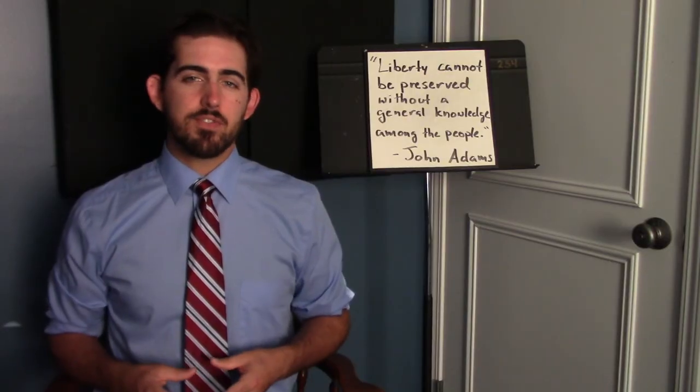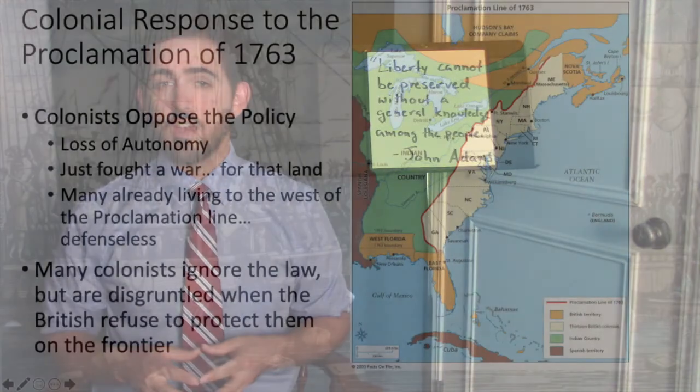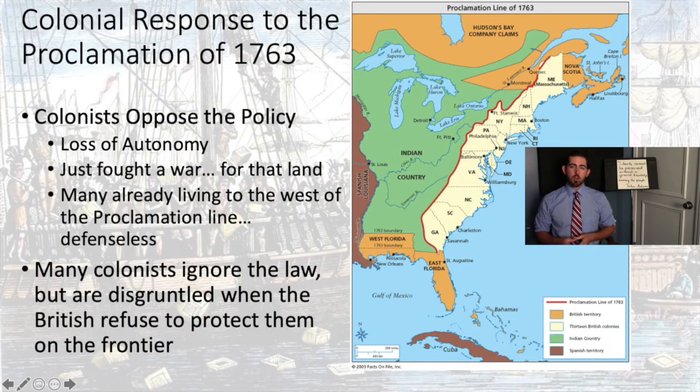The Proclamation Line of 1763 witnessed a backlash in the colonies for several reasons. First, the colonists were not crazy about being told where they could or could not live by the British government. This was an autonomy that they had always enjoyed during salutary neglect. Second, the colonists had just fought a decade-long war against the French in order to gain the land that was now forbidden to them. Third, many colonists were already living to the west of the Proclamation Line.